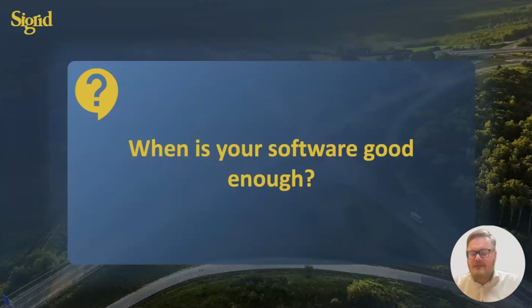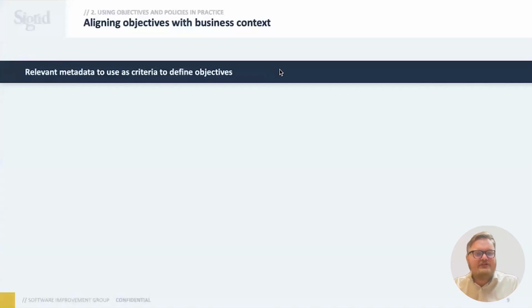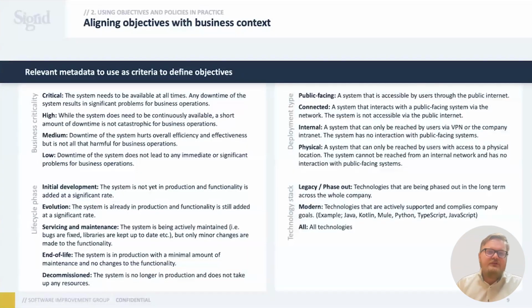So in order to make sure that this business context is taken into account, Sigrid allows to submit metadata of a system, which we use to set goals. I will go quickly through all of them. It's kind of a wall of text. Don't worry, you don't have to read it all. This is also available in the wiki page we have online. But pretty much there are four essential aspects of software which we believe are helpful to help you set targets. First of all, business criticality.